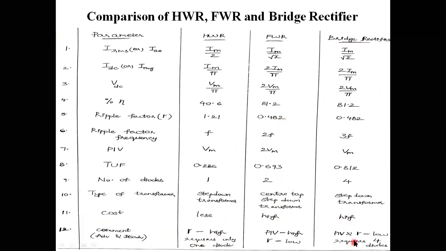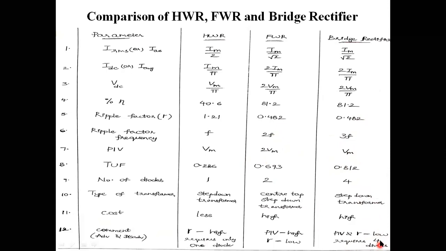Next, under the bridge rectifier, peak inverse voltage and ripple factor both are low here. Peak inverse voltage as well as ripple factor, these two factors are low. One of the disadvantages is it requires more number of diodes, that is, it requires 4 diodes.